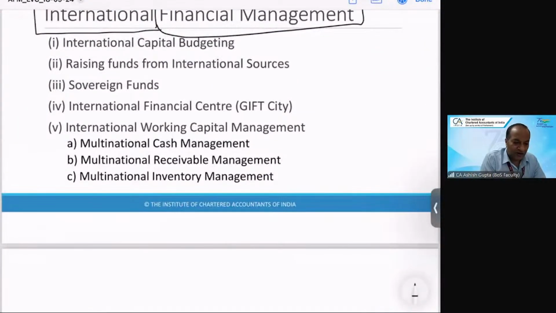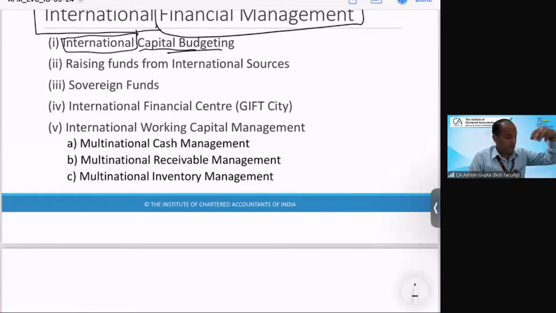So here it is international capital budgeting. Capital budgeting we have covered. International capital budgeting means you are investing the money outside India. In capital budgeting at the intermediate level, we considered all the cash flows in Indian currency and used the NPV method, IRR method, or probability. But here we are investing the money outside India.